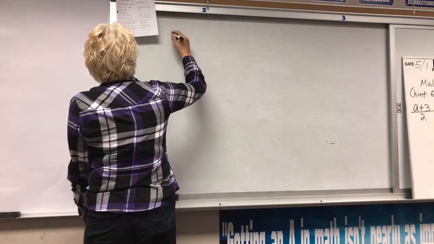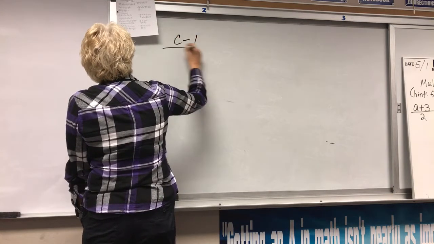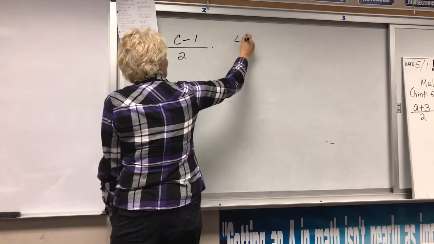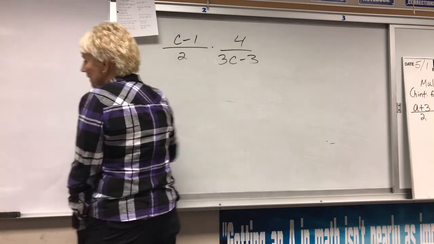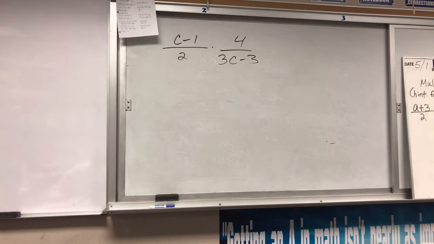All right, C minus 1 over 2 times 4 over 3 C minus 3. Just do it on a scrap piece of paper. It's an easy one. Did I take attendance? I'm doing it right now. I'm updating Skylar.